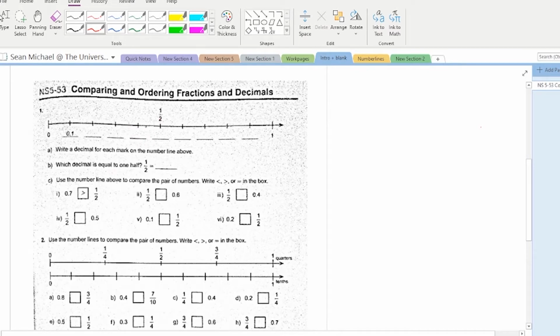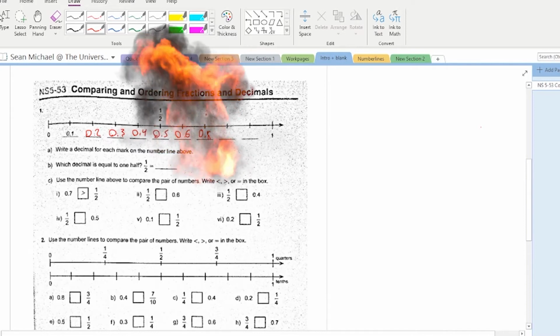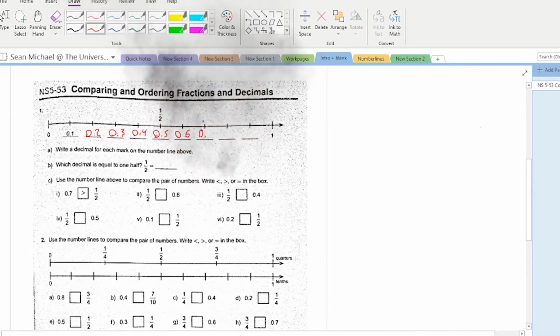Today we're going to be dealing with some of this stuff. This line here is divided in half, and we also have the ticks for all the decimal points. To start off, we're going to add in all the different decimals for each mark. So this is 2 tenths, so these are tenths, right? Because there's one digit after. 3 tenths, 4 tenths, 5 tenths, 6 tenths, 7 tenths, 8 tenths, and 9 tenths.